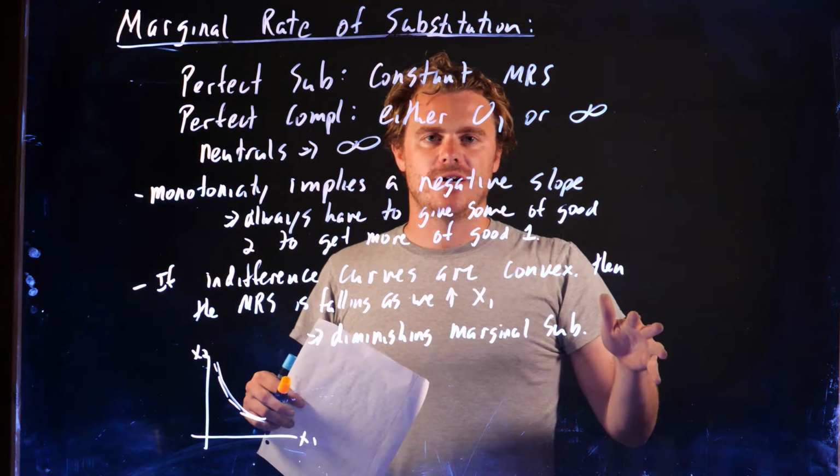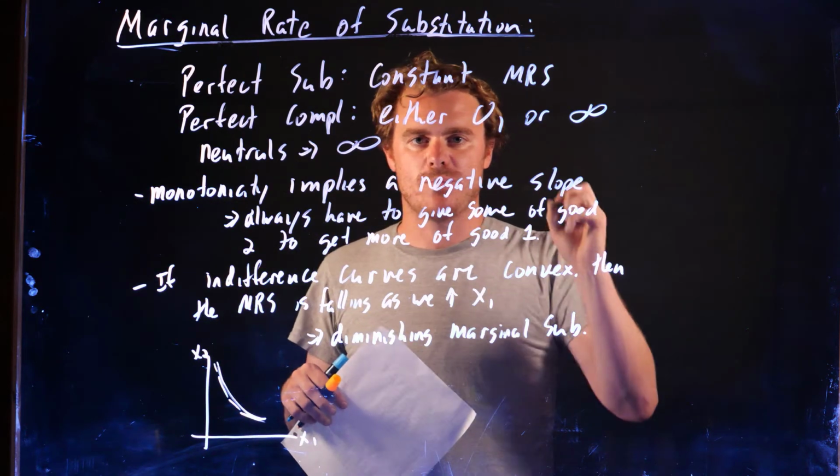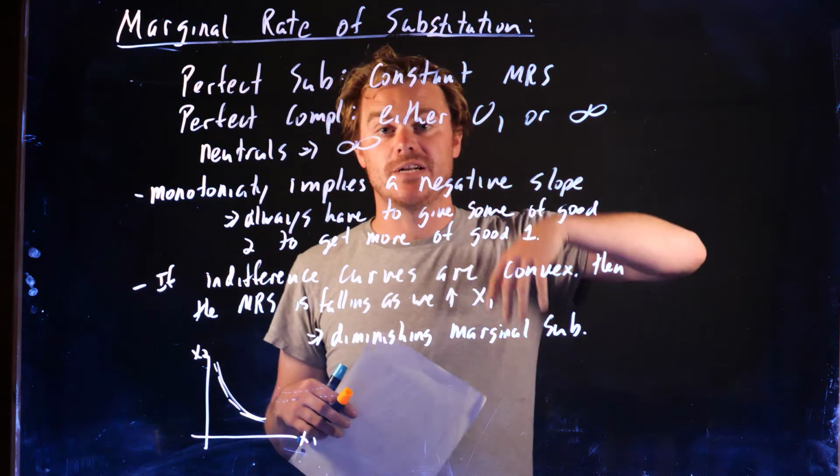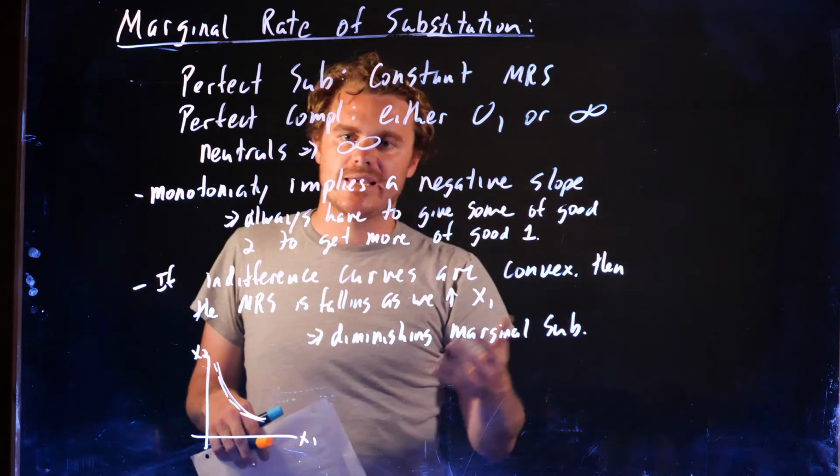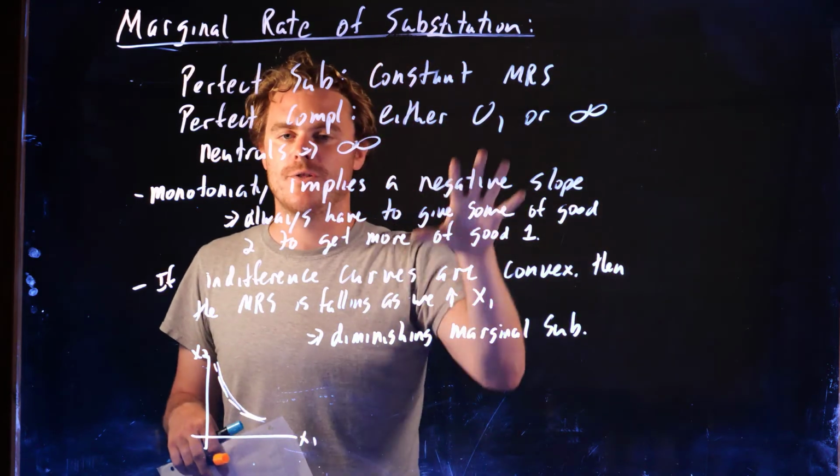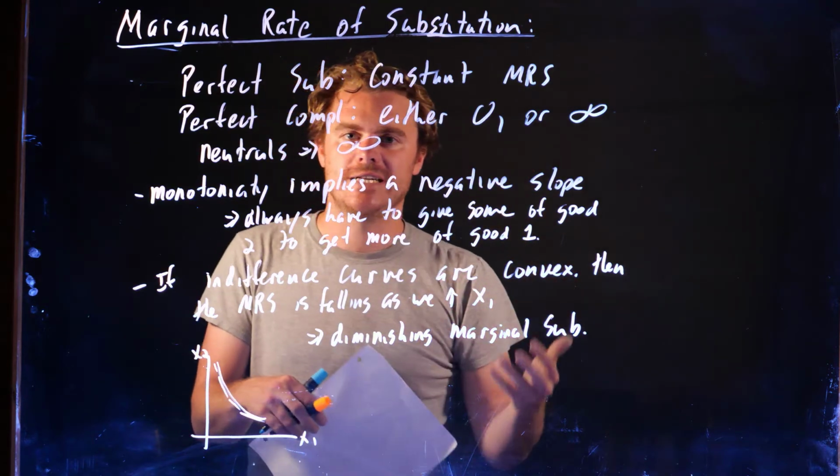All right, so that's our look at chapter 3, which is about preferences. In the next chapter, we're going to talk about utility, and we're going to do a little bit of calculus, and start calculating the marginal rate of substitution for different cases.